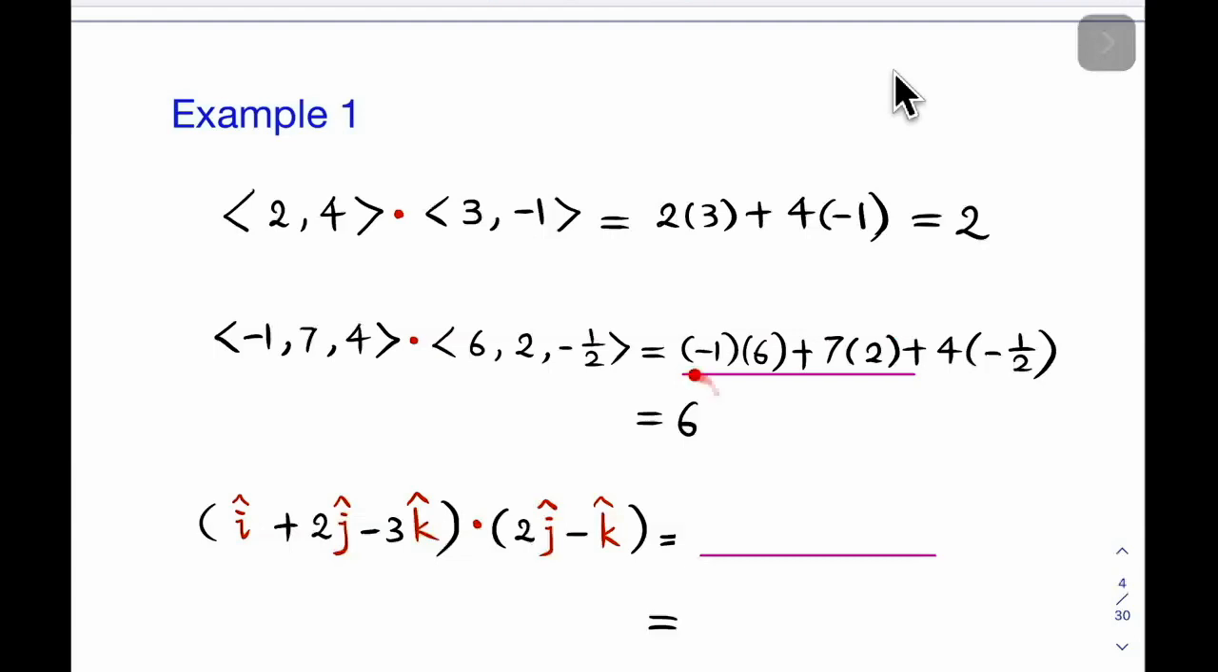So you multiply the components and then sum them up. That is why the second one is 6. What about the last one? You say you got 7?